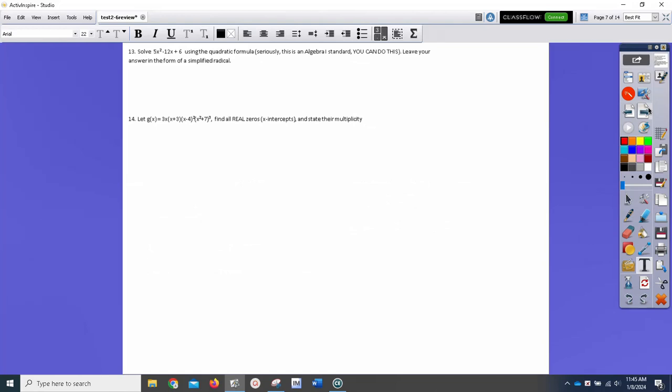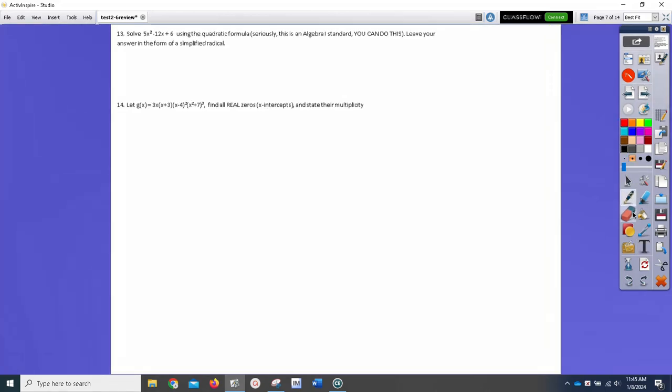13, we got the quadratic formula. And I'm going to have to write it because this thing will not type out the quadratic formula. It says solve it. I need to edit this so it says equal to 0. Apparently this doesn't factor. So if I glance at it, I know that a is 5. I know that b is negative 12. I know that c is 6.